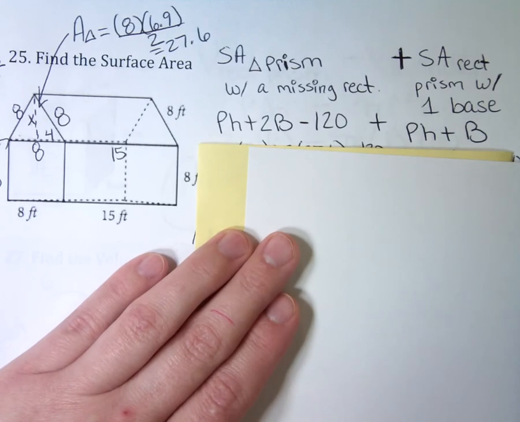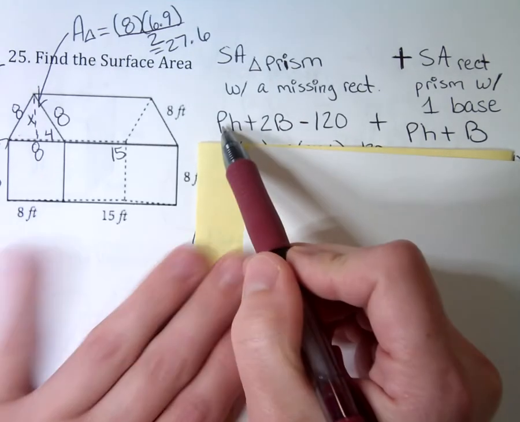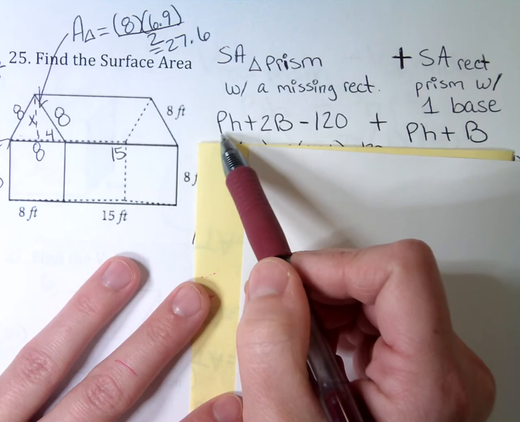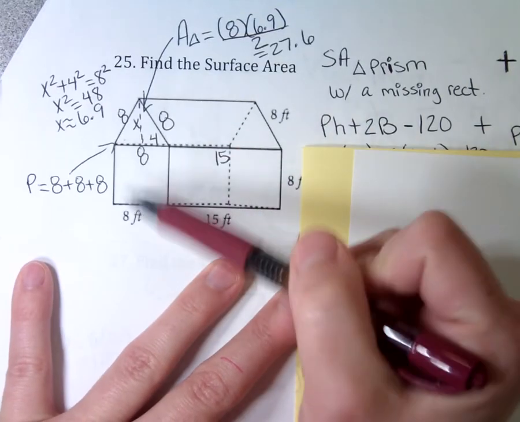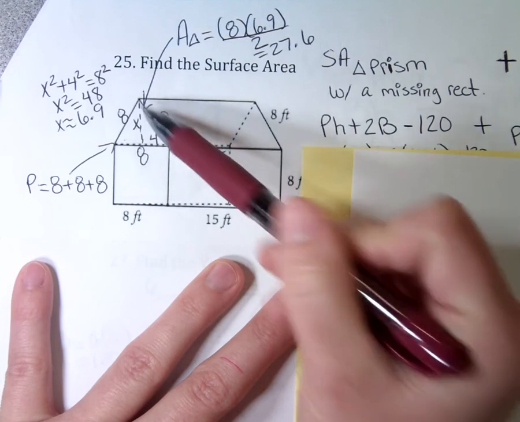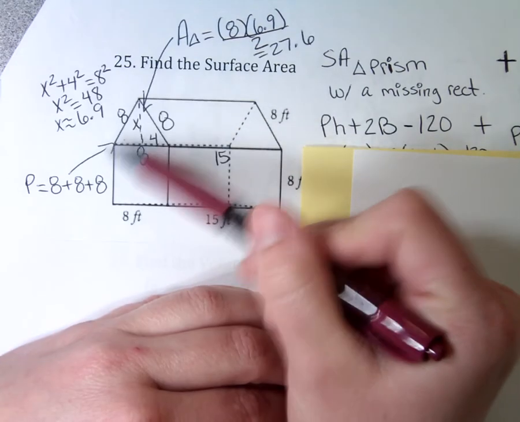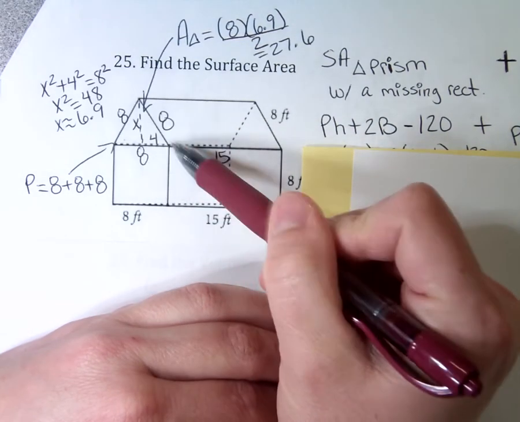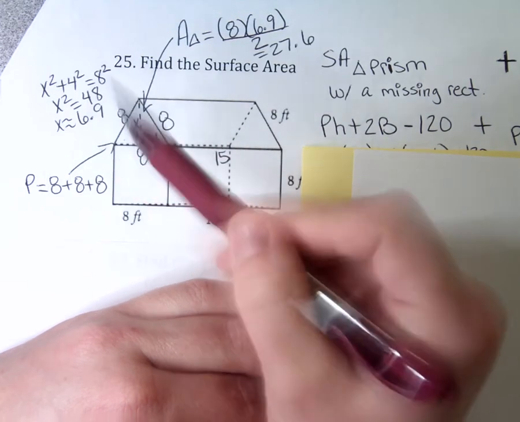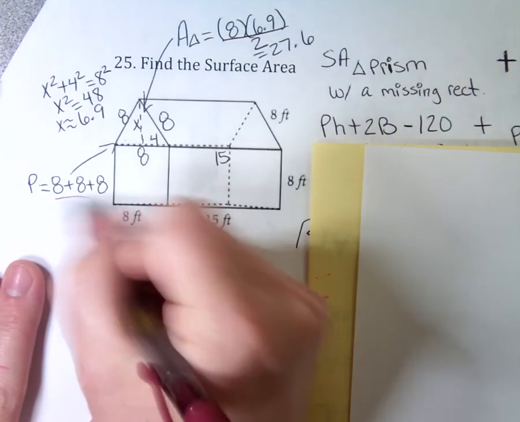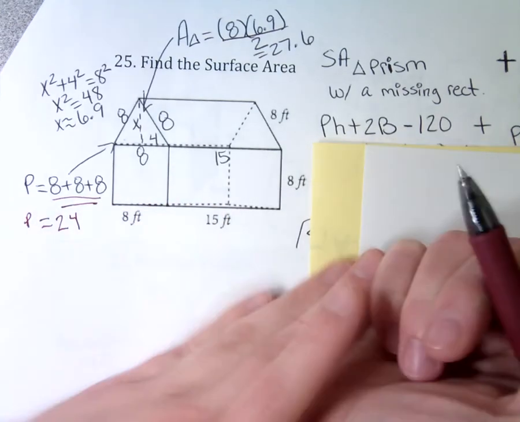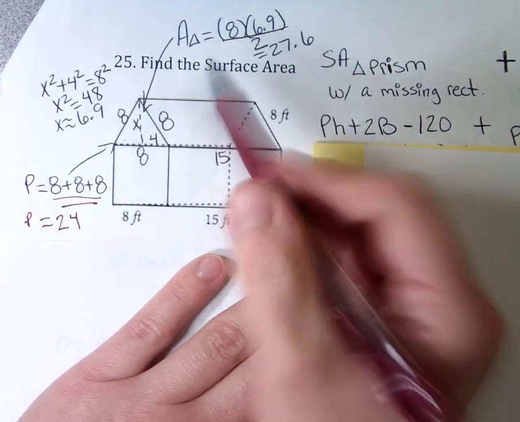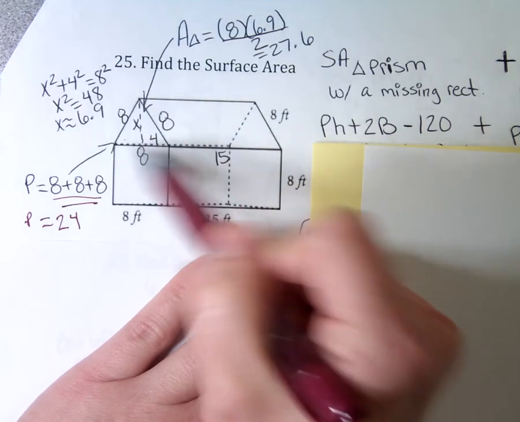Now let's get going. So first thing I need to know is perimeter of the base for my triangular prism. And so the perimeter of the base, I know that this is 8, I know this is 8, and with a little thought, I know that this is 8. So the perimeter is 8 plus 8 plus 8, and that makes 24. So capital P is 24. And then capital B is the area of the base. So I need to figure out the area of this base.